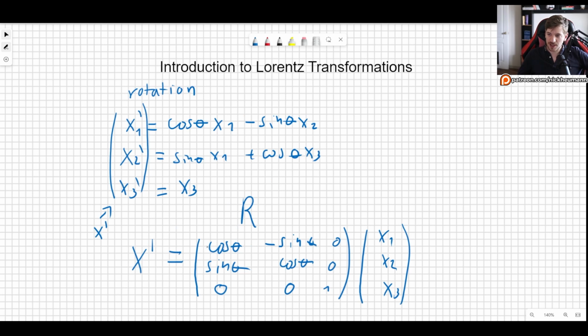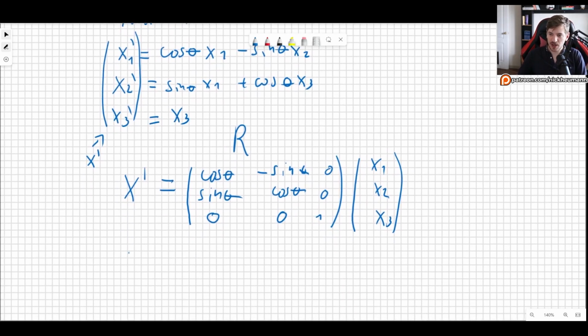We multiply the first row with the column. We get cosine theta x1 minus sine theta x2. Then the second one, sine theta x1 plus cosine theta x2, and 0 times x3. And finally, x3 prime is equal to x3. So this is a nice compact way of writing it, which is simply x prime is equal to R times x. And that's a way in which we can generalize the notation for when we don't want to write down the matrix explicitly every single time.